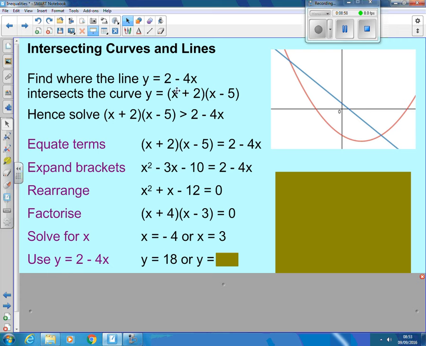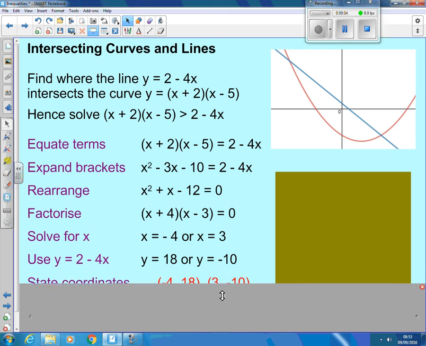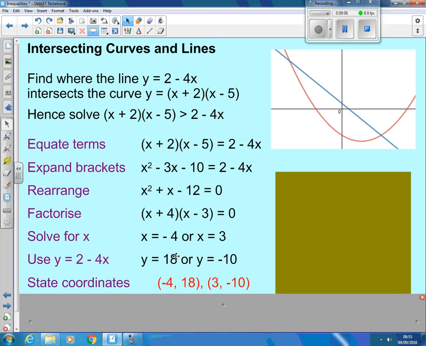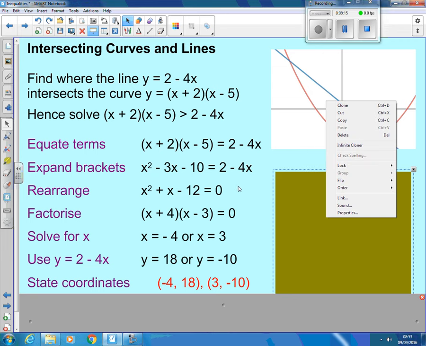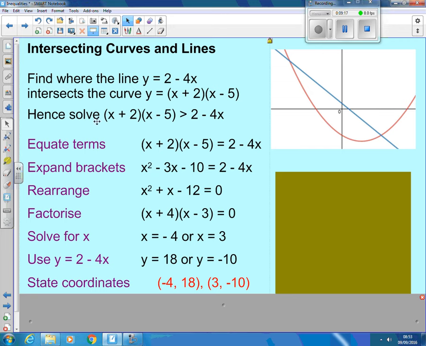If I put 3 in, 2 minus 4 times 3, well, 4 times 3 is 12. 2 minus 12 is minus 10. So my two sets of coordinates are minus 4, 18. That's that one. And 3, minus 10. That's that one.